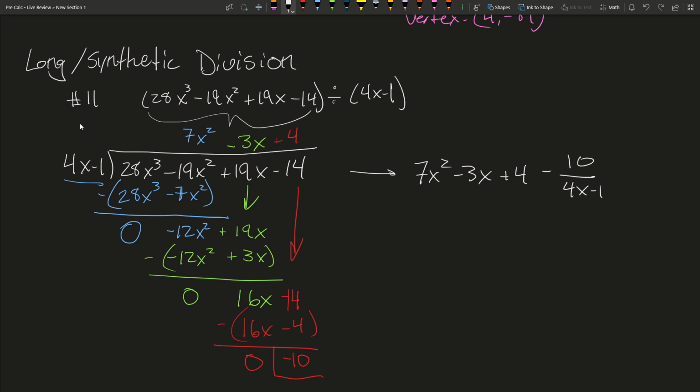Yeah, so it should always go in decreasing degree order. So say this was 28x cubed plus 19x minus 14, you would still have to put a placeholder for negative 19x squared. Think of it as zeros in actual division. But yes, you are right.